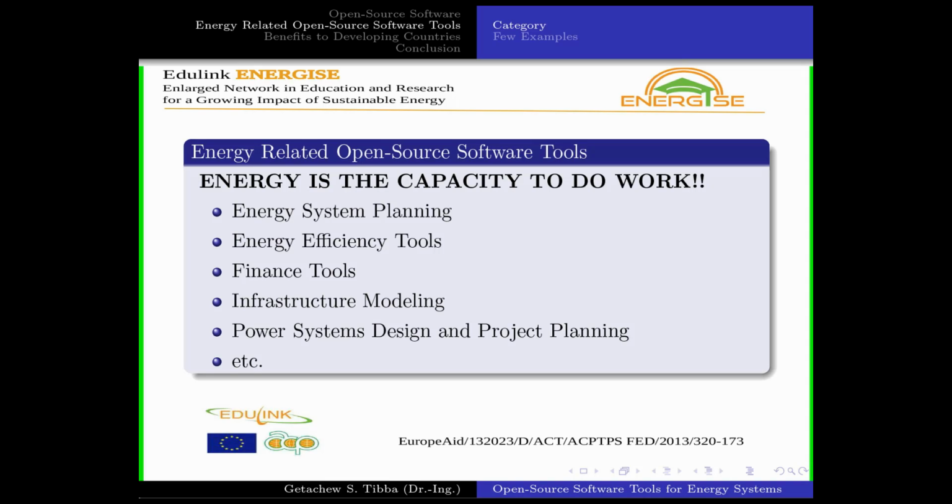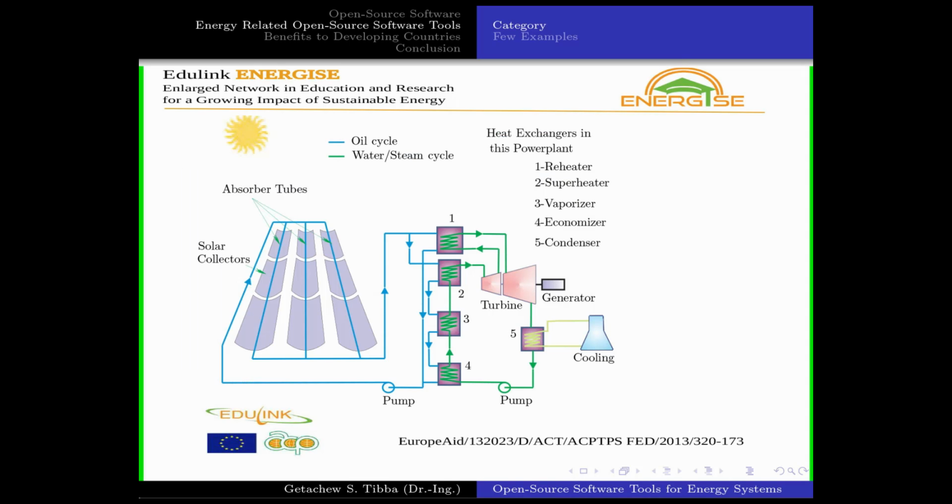The open source software tools related to energy can be categorized under a few categories. Most of them are under energy system planning. Some software tools go under the category of energy efficiency tools, others go under financing tools and infrastructure, and finally power system design and project planning. These are the main categories. When we talk about energy-related or modeling software, we can have, for example, energy system planning.